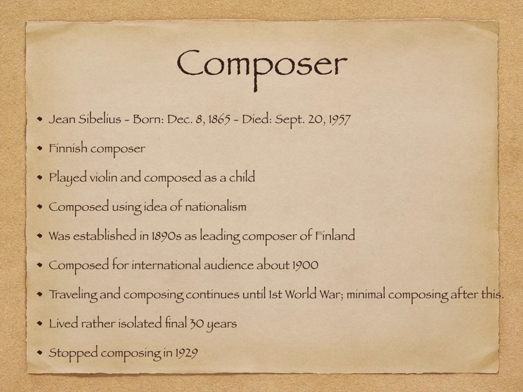He composed for international audiences about 1900. He traveled and composed until the First World War, and after the war he did very little composing. It was during this time that he composed his 6th and 7th symphonies. He lived rather isolated for the last 30 years of his life, and he stopped composing completely in 1929.